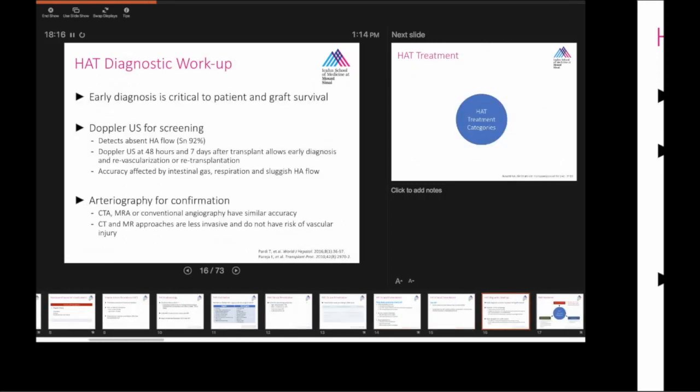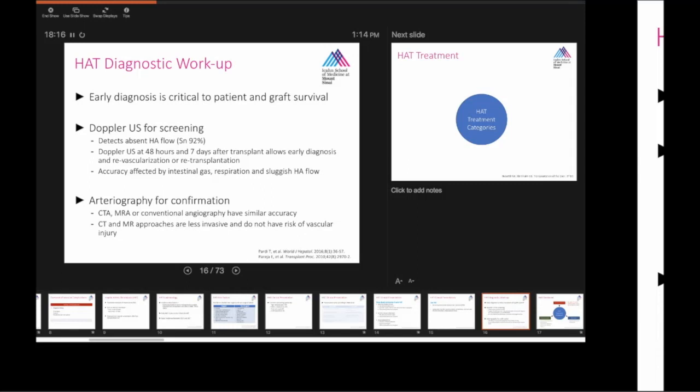Now, on the diagnostic workup of HAT, early diagnosis is critical for patient and graft survival. For screening, Doppler ultrasound would probably be the best test to do. It's quick, it's readily available, it's very sensitive. Some centers would do routine Doppler ultrasound at 48 hours and 7 days after transplant, so that they could catch something early and do something about it.